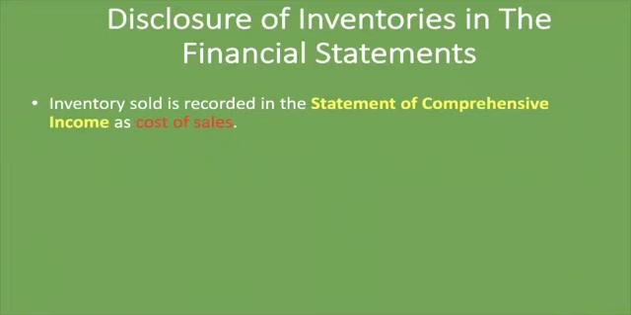How do you disclose inventories in the statement of comprehensive income? Well, inventory sold is recorded in the statement of comprehensive income as cost of sales. Very important to take note of this. Inventory is recorded in the statement of comprehensive income or the income statement when it is sold, and it's recorded as cost of sales, and sometimes it's known as the cost of goods sold. And that is where inventory would appear in the statement of comprehensive income. It's only the inventory that has been sold that should appear in the cost of sales.